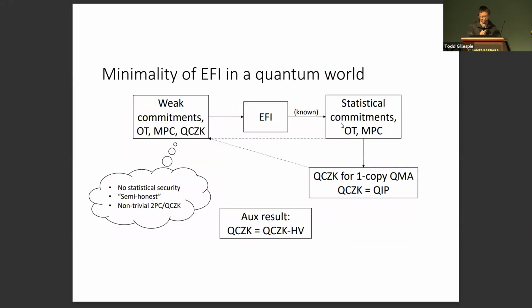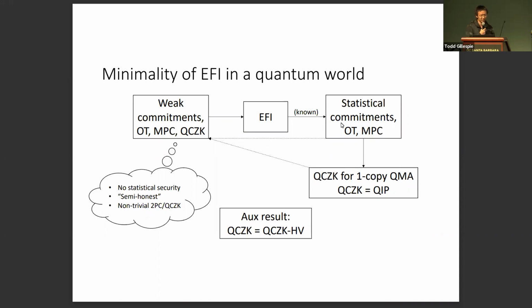Okay, so what did we do? Well, we basically extended this equivalence to other objects. So it is known if you have EFI, you can get commitments, OT, MPC with some statistical security. And then we observe that this suffices for QCZK for QMA with only one copy of the witness. Also, you can prove all of QIP in QCZK. On the other hand, we also showed that very weak forms of commitments, OT, MPC, or QCZK also imply EFI.